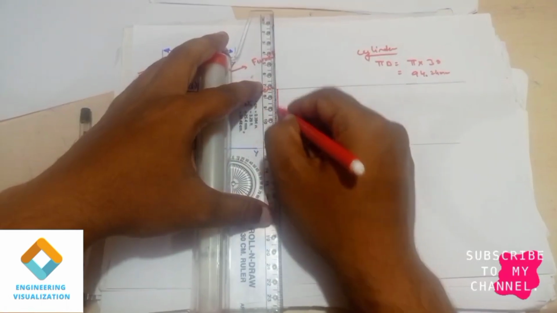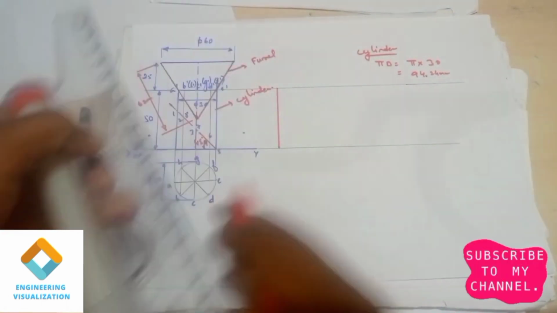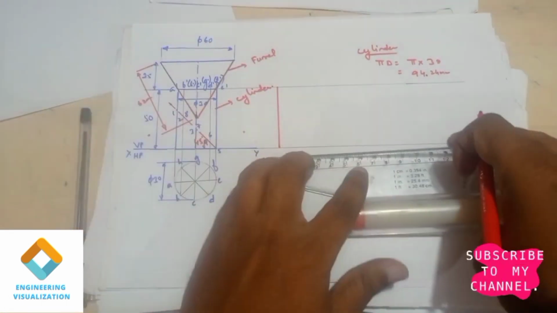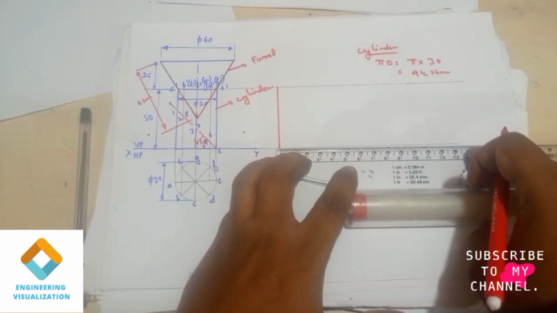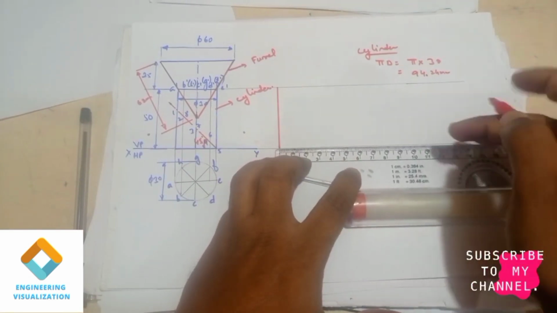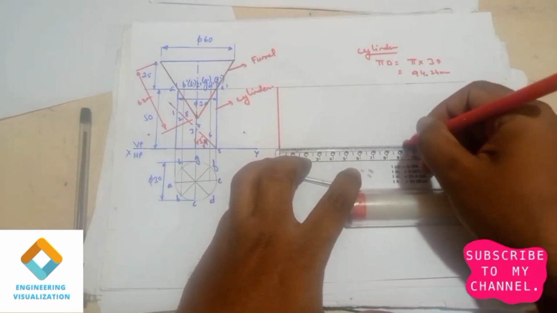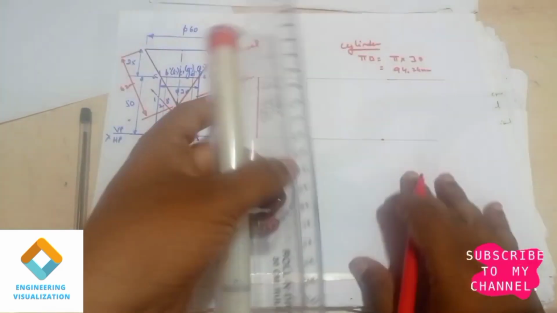I'll be considering one vertical line. The total length we should consider is 94.24. So mark 9.4 here.